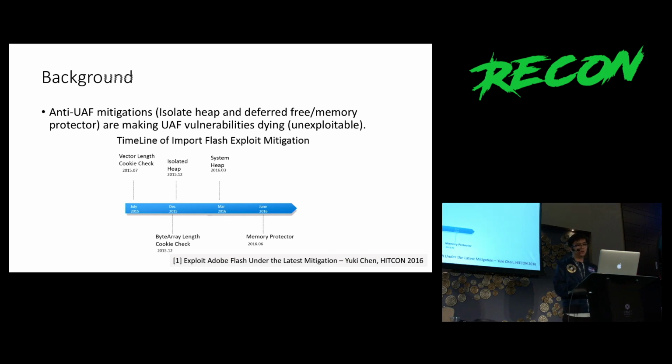We will spend 1 slide to talk about the background. Flash has been a hot target for attackers for many years because it is supported on multiple platforms and is very exploit-friendly. However, from 2015, Adobe released multiple mitigations like vector cookie check, ByteArray cookie check, isolated heap, system heap, memory protector, something like that. Especially the anti-use-after-free mitigations like isolated heap and memory protector are making use-after-free vulnerabilities difficult to exploit.